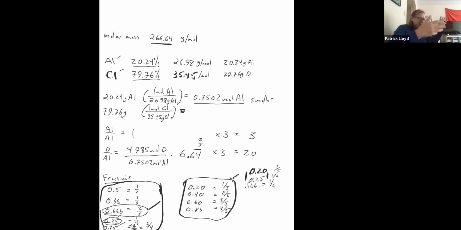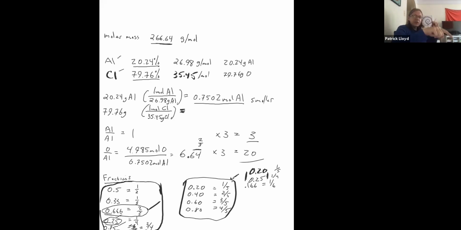So when I saw that this was 3 to 20, I was like, hey, wait a minute, that's not possible. You're not going to have 3 to 20. You might have 3 to 9, 1 to 3. But that's what led me into saying, take a look at this. I wrote the element wrong. It was chlorine, not oxygen.